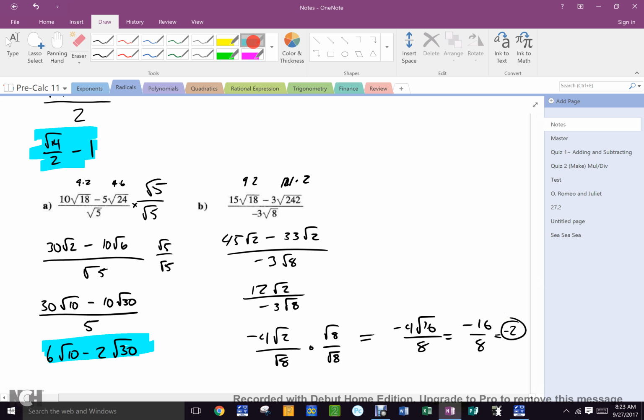Any questions about the simple rationalization? Going once. Going twice. Going thrice. Everyone can rationalize a monomial denominator. Can I what, huh? Be at the top? In the top right? Yep.